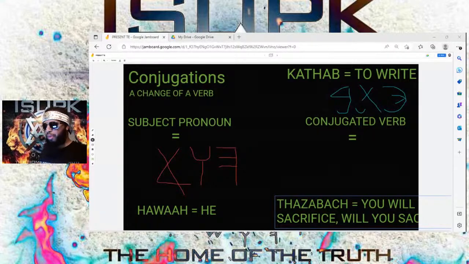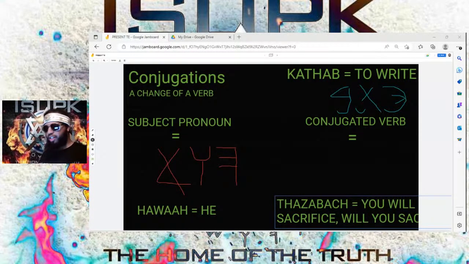So now remember, when it comes to conjugating verbs, you want to remember that you need to know your subject pronoun. Everything is based off of your subject pronoun. If you do not know your subject pronoun, then you're not going to know how to conjugate the verb. So the verb that we're using in tonight's class is kathab, meaning to write. The subject pronoun we're going to be basing the conjugations off of is hawa.